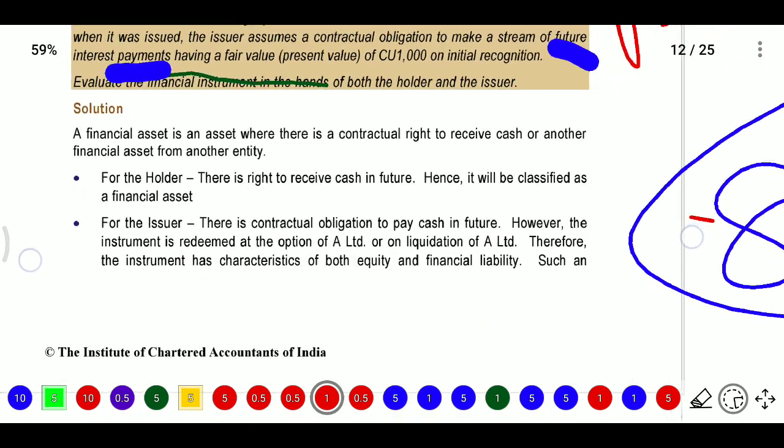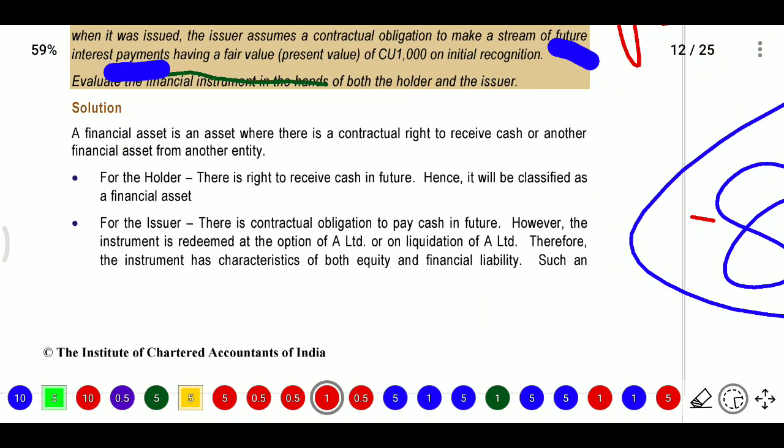A financial asset means what? A financial asset means an asset where you have a contractual right to receive cash or another financial asset from another entity. If you study the financial liability definition, a financial liability means where you have a contractual obligation to pay, that only. It does not include a contractual obligation to another financial liability. So only a financial asset is an asset where there is a contractual right to receive cash or another financial asset from another entity.